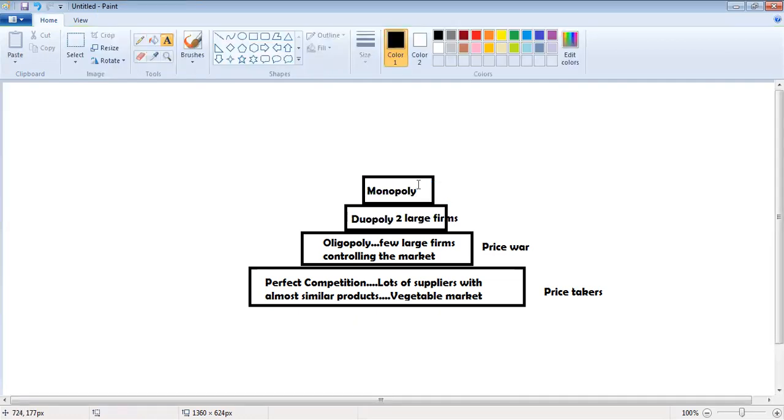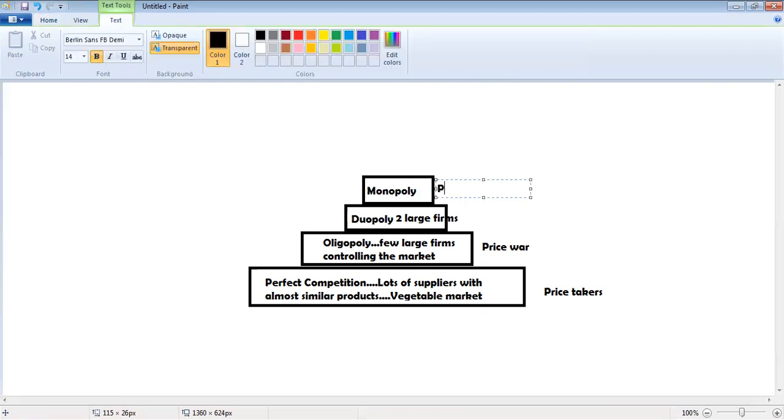In a market where there is monopoly, that company is called the price maker. Why is it called the price maker? Because he decides what the price is. He makes the price. It's called price maker.